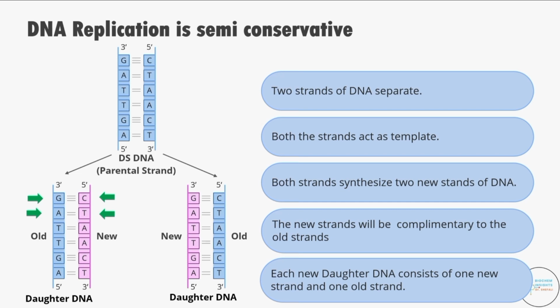So in DNA replication, first the two strands of DNA separate. Both the strands act as templates. Both strands synthesize two new strands of DNA. The new strand will be complementary to the old strand. Each new daughter DNA consists of one new strand and one old strand. And this is why DNA replication is a semi-conservative process.